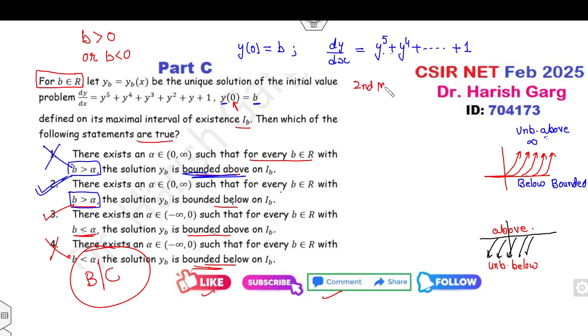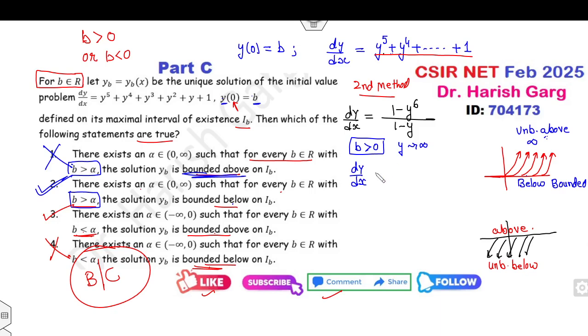Second method. If you look at the right hand side of this differential equation, what comes to your mind? If you multiply by 1 minus y and divide by 1 minus y, the numerator becomes 1 minus y^6. Fine. Now again I make the case. When B is greater than 0, fine, that is y is a larger number. Whenever y is a larger number, 1 minus y raised to power 6 is approximately minus of y^6 and it is minus of y.